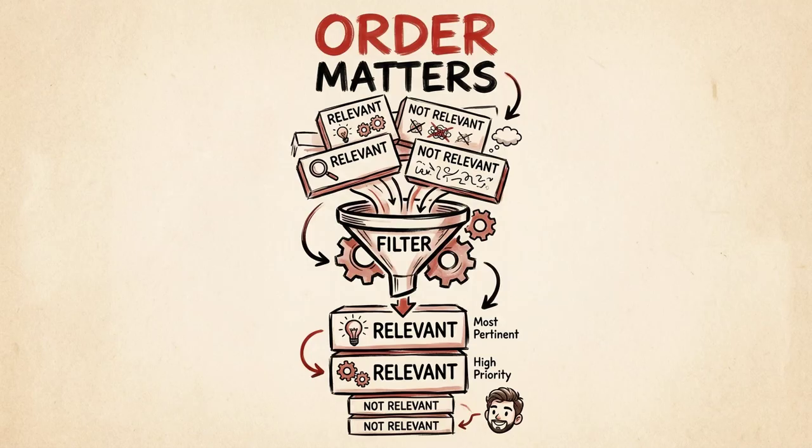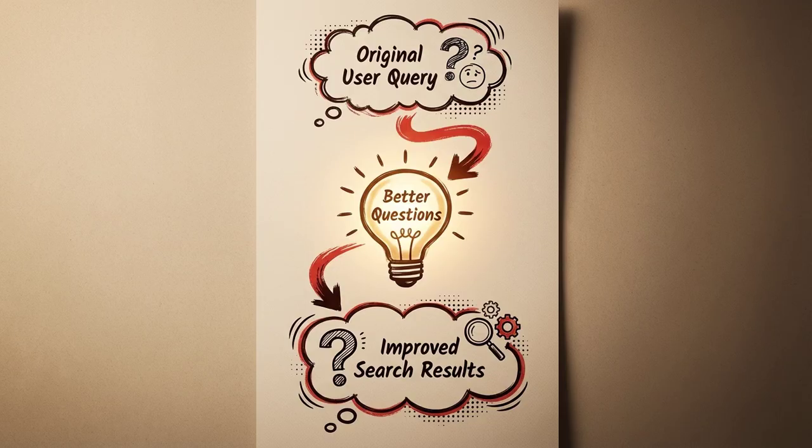The initial retrieved chunks might not all be equally relevant. Reranking uses a smaller, more powerful model to sort the retrieved chunks, placing the most pertinent ones at the top. Sometimes, the original user query isn't ideal for retrieval. Techniques like query transformation can rewrite or expand the query to improve search results.